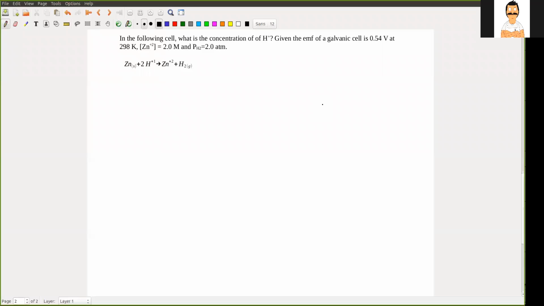We can write down our Nernst equation. We're going to assume that it's at 298 K, so it's standard state. So we can write down Nernst as E is equal to E naught minus 0.0257 volts over n, natural log of Q. If you're not sure where that 0.0257 volts comes from, you can look it up in my previous video on the Nernst equation.